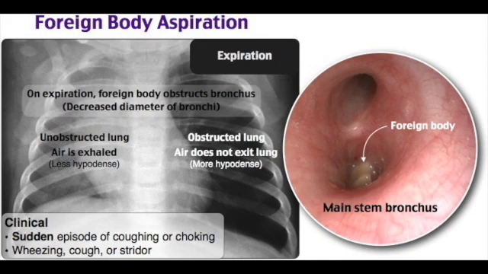The position may also influence the location. Supine, the most common in the superior segment of the right lower lobe. Sitting and standing, most common in the posterobasal segment of the right lower lobe. And if they're lying on the right side, it's most common in the right middle lobe or posterior segment of the right upper lobe.